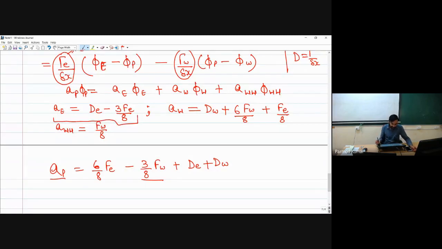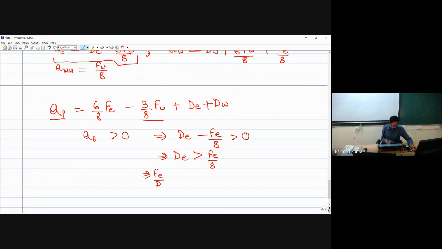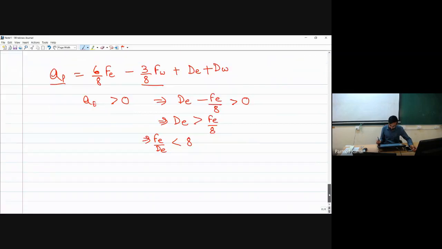So in order to have all the coefficients positive, one of the necessary conditions we have to supply is that AE has to be greater than 0. If AE has to be greater than 0, I have to write that DE minus FE by 8 has to be greater than 0. In that situation, it will become DE has to be greater than FE by 8. And finally, I'll be getting that FE by DE, which is nothing but the Peclet number, has to be less than 8.